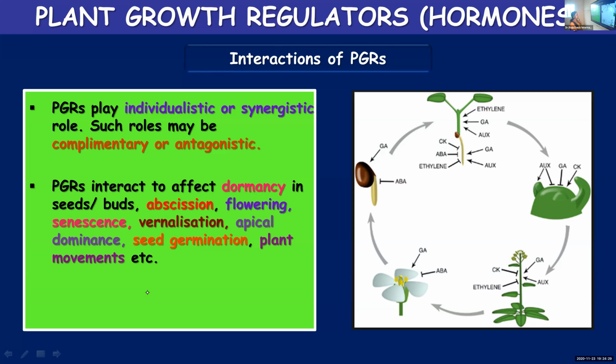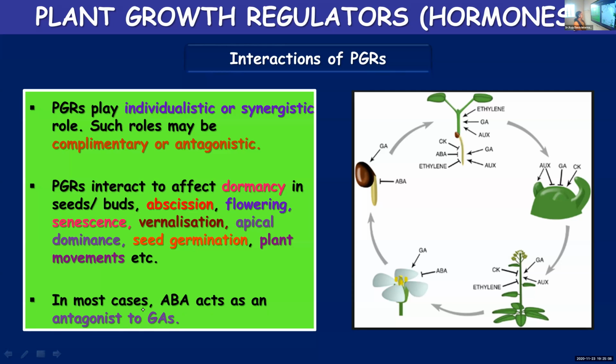Then the germination of the seed, and plant movements, different plant movements, tropic and nastic movements, growth of the plants in response to the stimulus. Then vernalization. Vernalization is a process where flowering is promoted by subjecting the plants to very low temperature. By exposing the plants to a prolonged low temperature, flowering is promoted. That is known as vernalization.